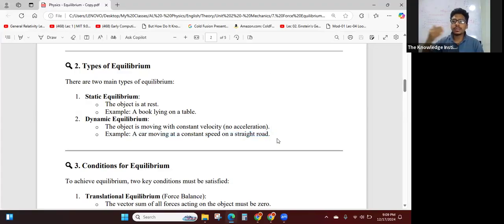So when a car moves at constant speed, the driving force that is given out by the engine rotates the wheel and the wheel pushes the road backward, so there will be a forward friction force that will be the driving force actually. So this driving force will be equal to the drag force.